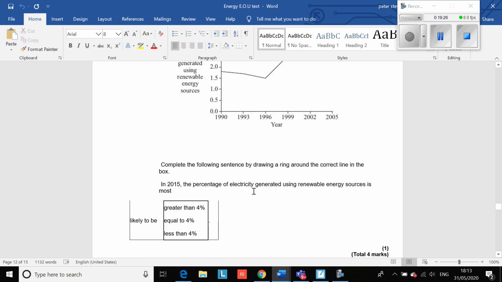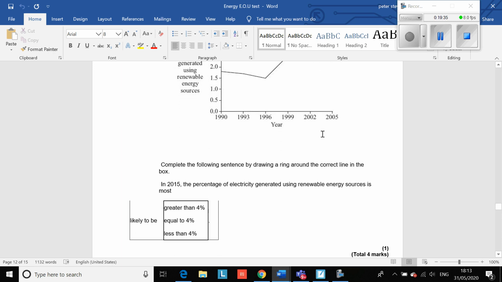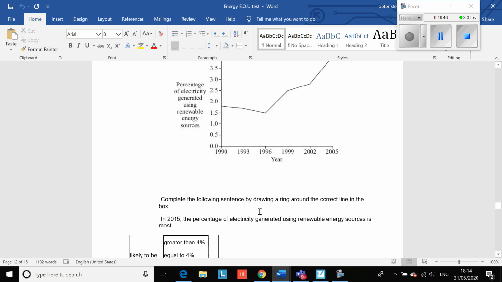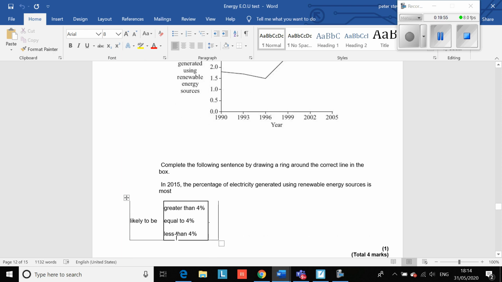In 2015, the percentage of electricity generated using renewable sources is most likely to be greater than 4%, equal to 4%, less than 4%. Now look, there's 4. Well, there we are in 2005. So by 2015, what would it be? Well, it would probably be greater than 4%.